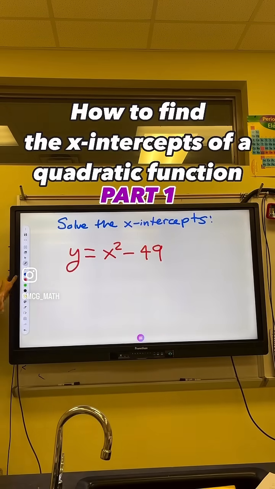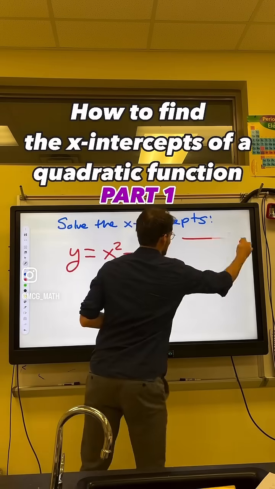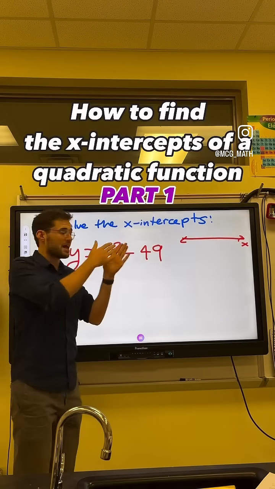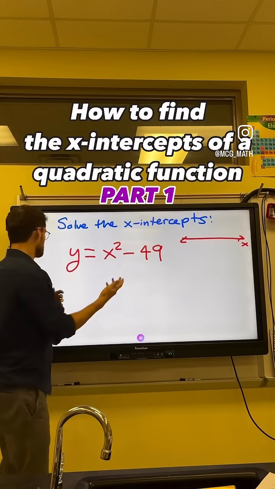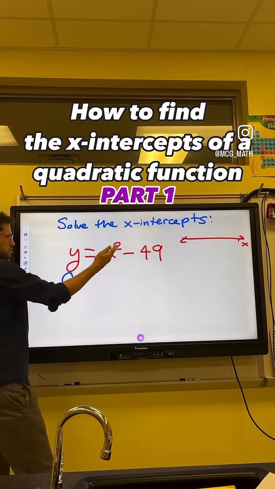And you're starting by setting this y equal to 0, because the x-intercept is where it crosses the x-axis, and every point on the x-axis is a y value of 0. So 0 equals x squared minus 49.